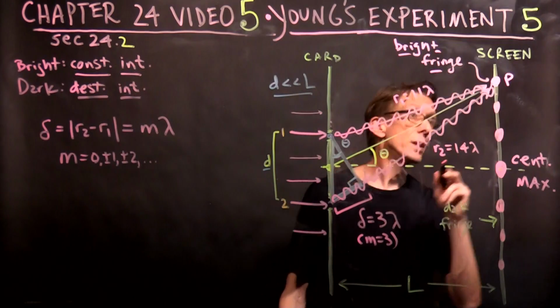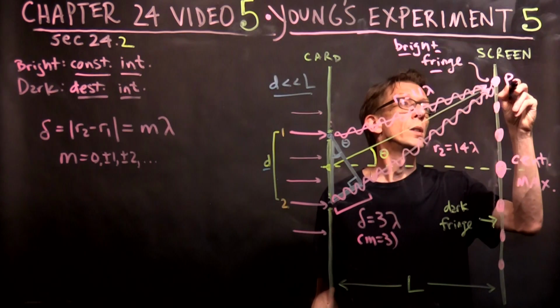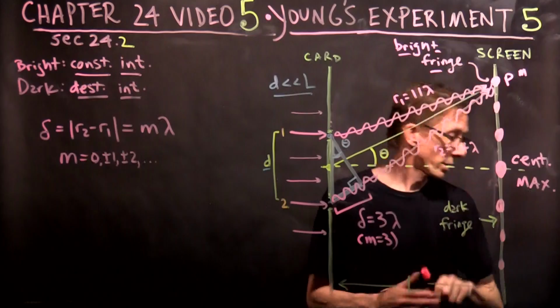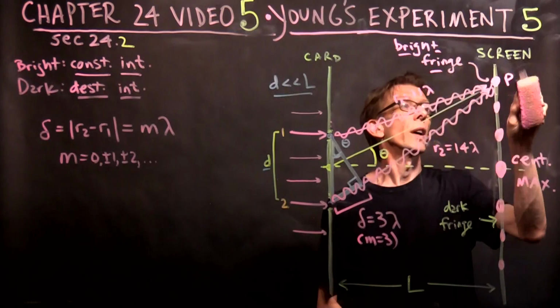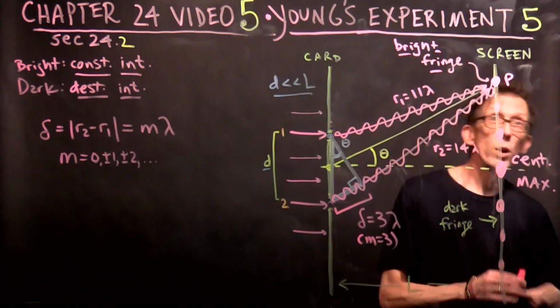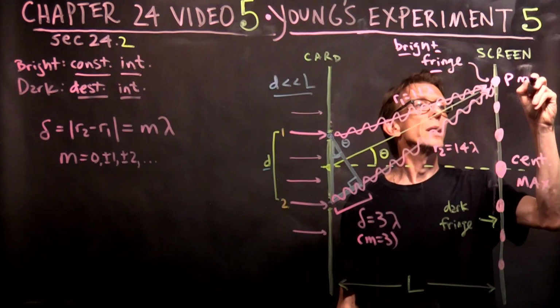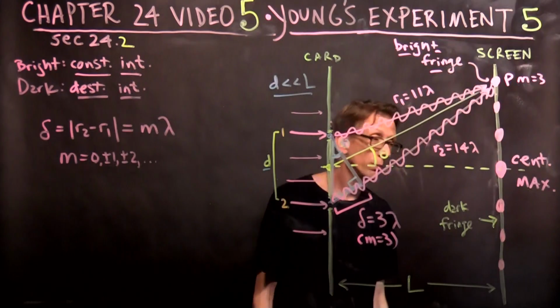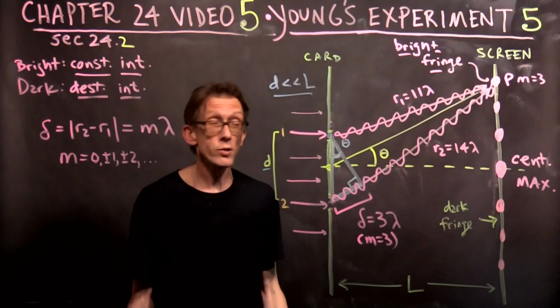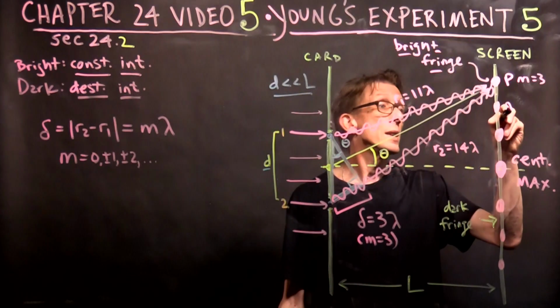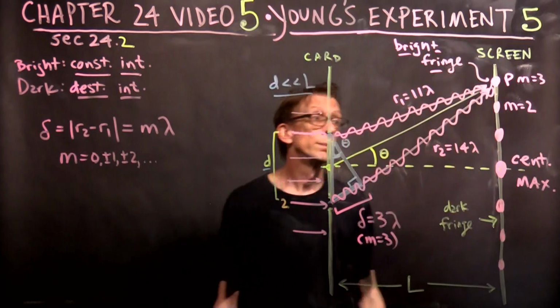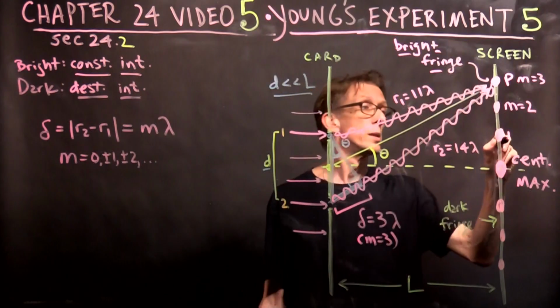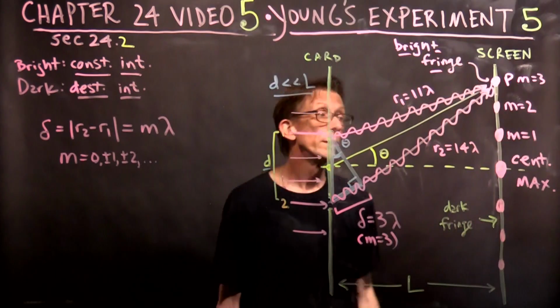Point P is the m equals 3 maximum. M equals 3 constructive interference. This is m equals 2. This is m equals 1.